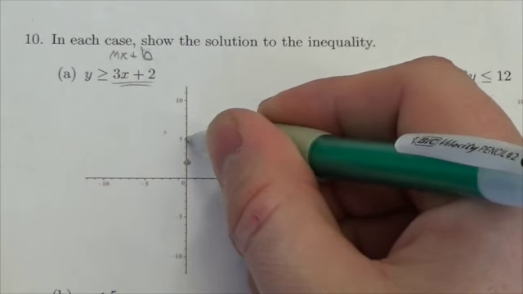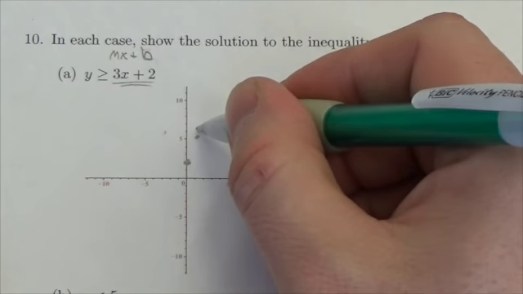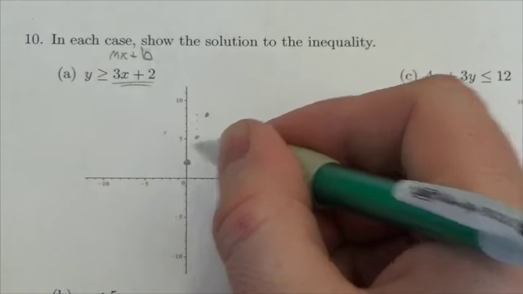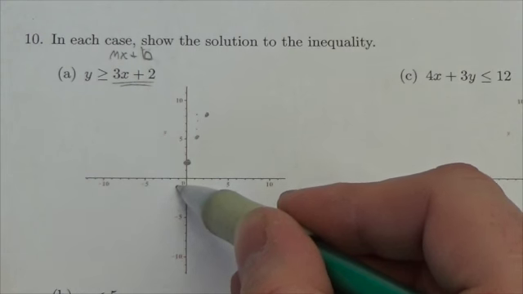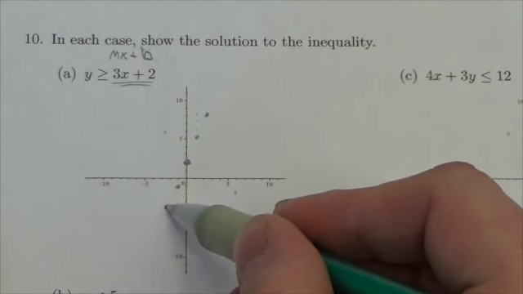up 3, 1, 2, 3, and I go over 1, there's another point on my graph. If I start at that y-intercept and go down 3, 1, 2, 3, and backwards 1, there's another point on my graph.